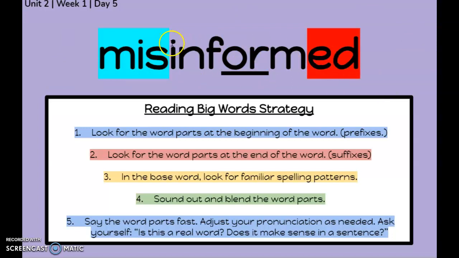Misinformed. Well, my base word I can see right here is inform. And to inform someone of something is to tell them something. Ed tells me that this is past tense. And mis, the prefix mis usually means something is wrong or not correct. So I think that misinformed must mean given the wrong information. Sweet. Let's look at one more example.